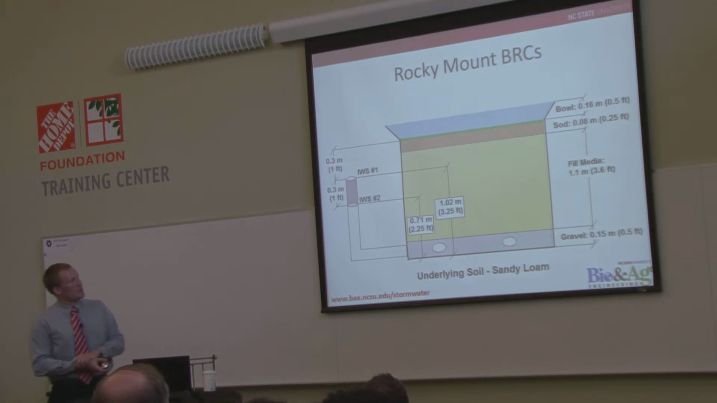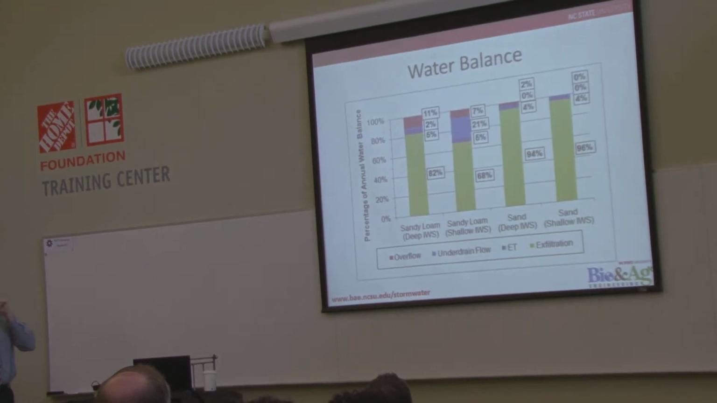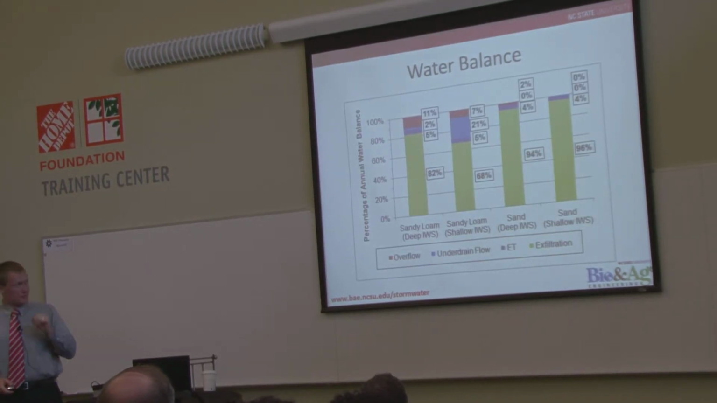Show you some quick data here. We had a couple of bioretention cells in Rocky Mount. We had 2 internal water storage zones, a shallower one here, 2 1/4 foot deep, and then a deeper one, 3 1/4 feet deep. And I'll show you what the data looks like, the water balance for 2 years of study for this particular cell. I'll mention the underlying soils are sandy here, so we got a lot of infiltration.